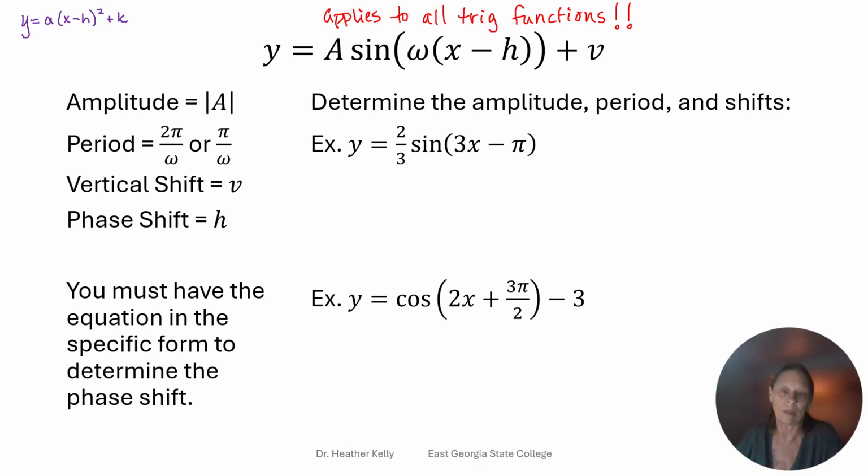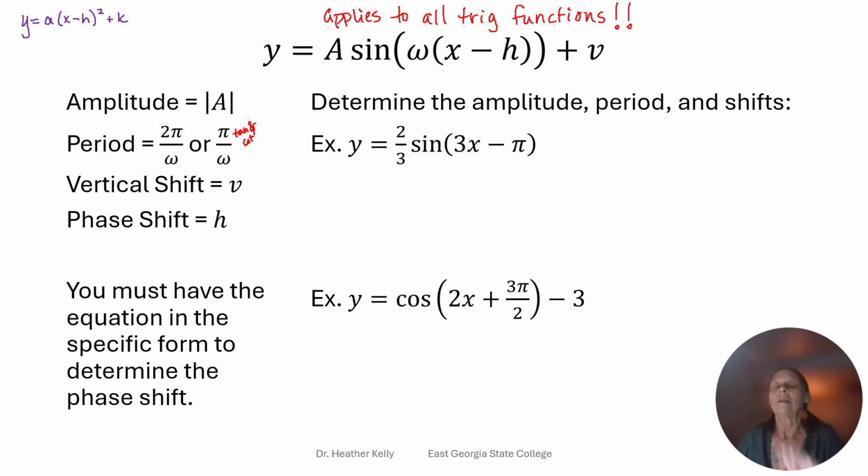We have the exact same thing here. The A is our amplitude. If it is negative, it indicates a flip. The period, depending on whether you're dealing with a sine, cosine, or a tangent, and their cofunctions, is going to be either 2 pi over omega or pi over omega. The pi over omega only happens for tangent and cotangent. This is all the others. The vertical shift is the V and the phase shift is the H.